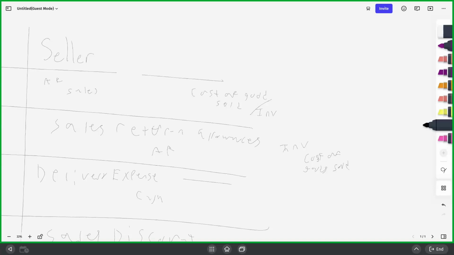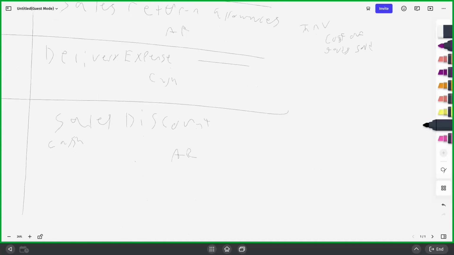Then you have your inventory because you got your inventory back, you debit that inventory and you lower cost of goods sold. You have to lower your cost of goods sold because you technically didn't sell it. That cost of goods sold was false. So you have to step back a little and reverse it.